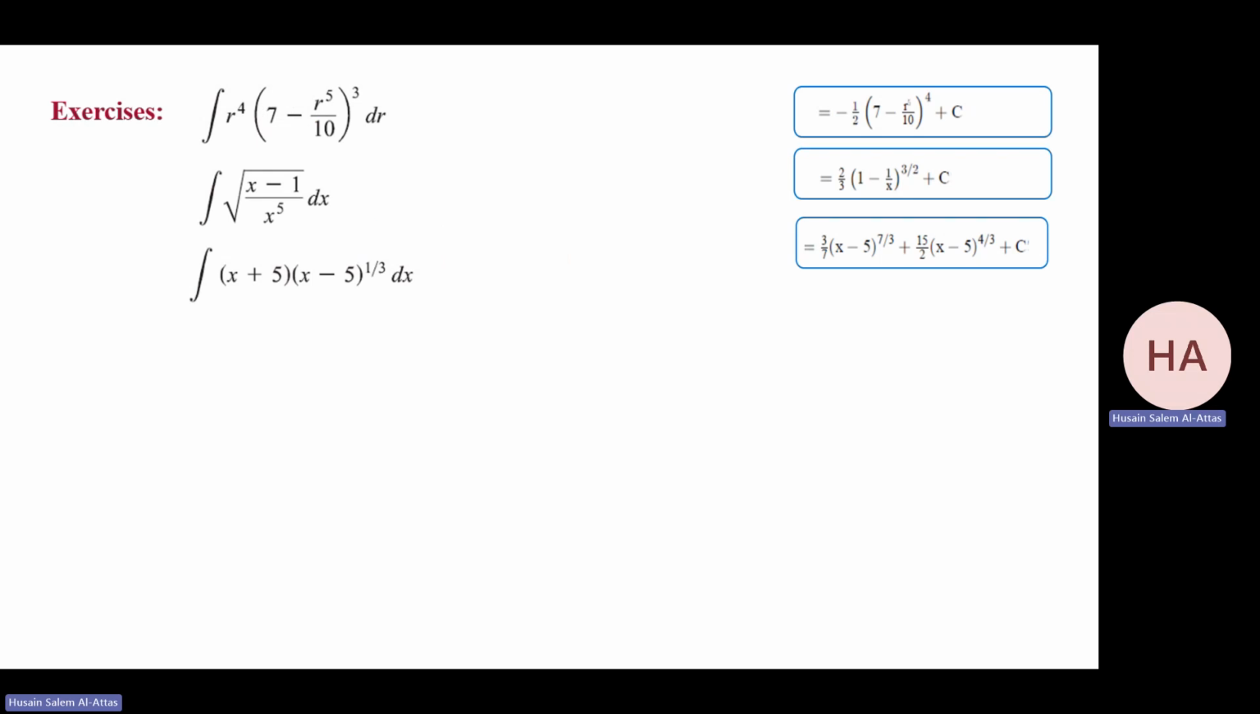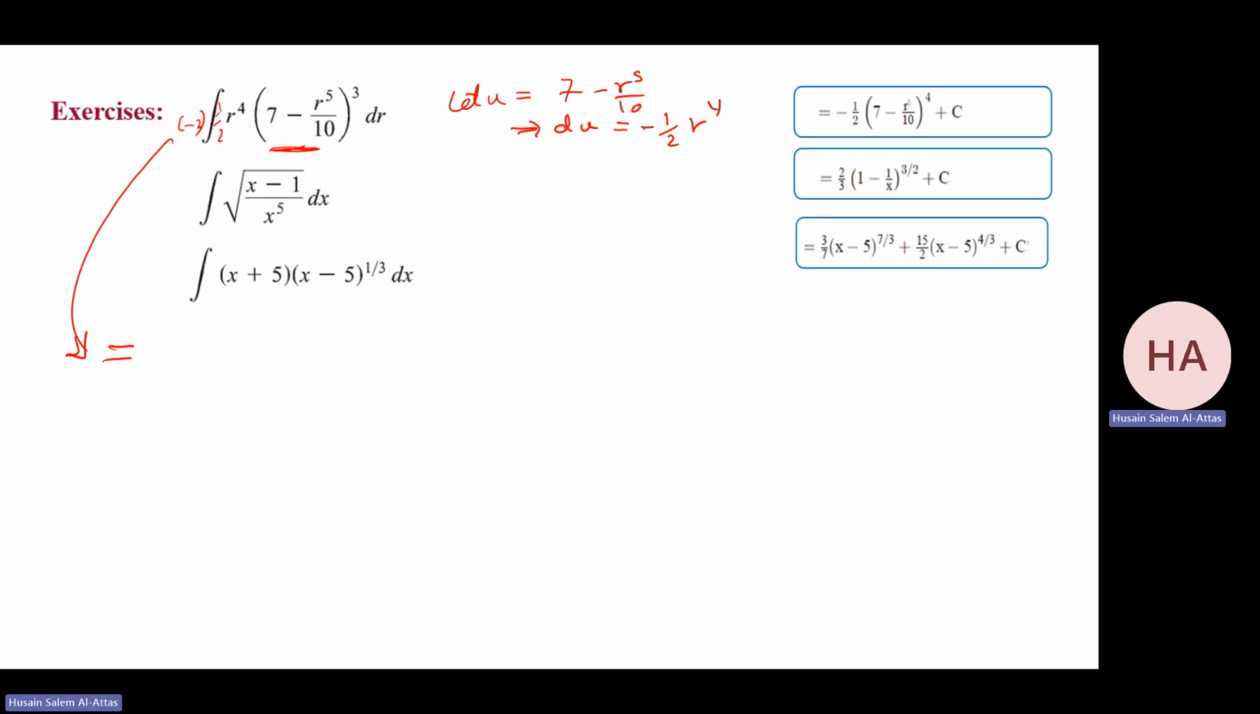Okay, more problems. Hopefully these are quick ones. Very clear, this will be u. I have the answers here. u is 7 minus r to the power 5 over 10. What will du be? du will be minus half r to the power 4. So I need minus half, and minus 2 outside.